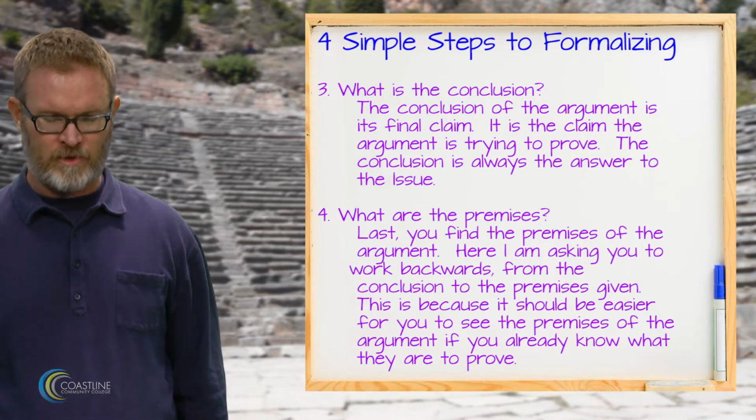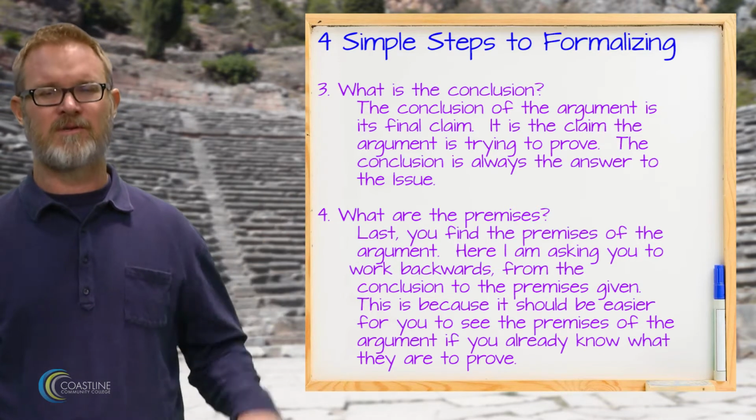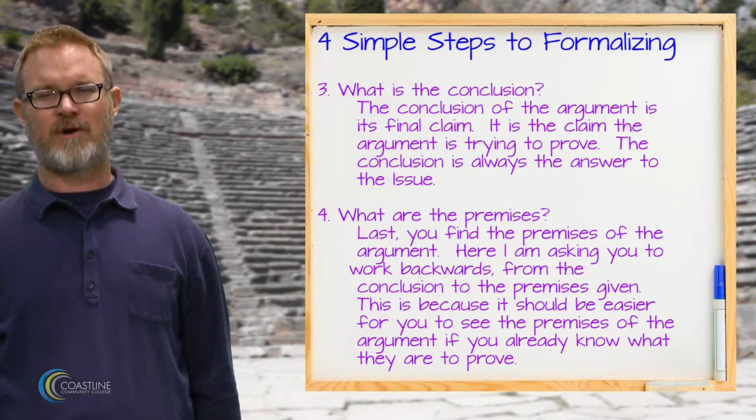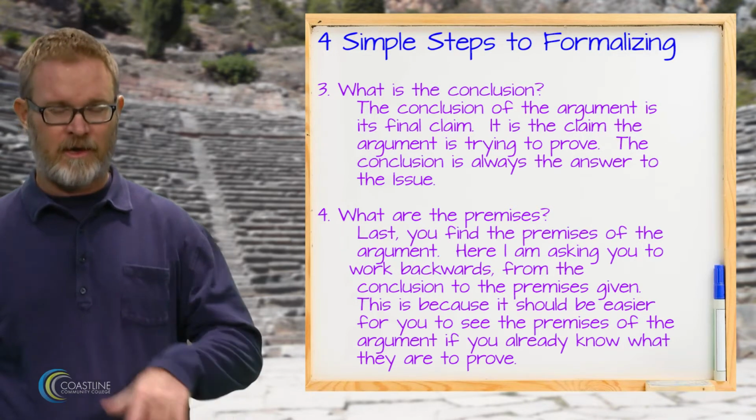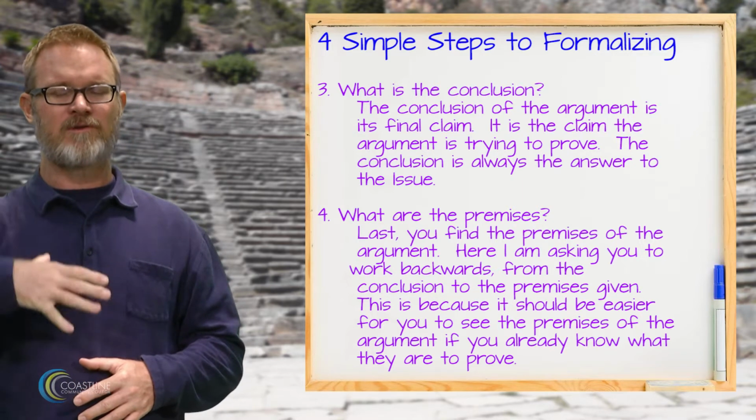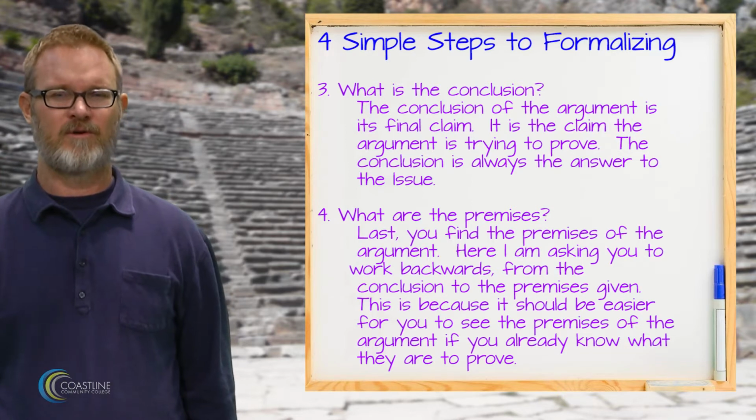Then once we've found that conclusion, we look to find the premises of the argument, which is the fourth step of our formalization process. The idea with this method is that you find the conclusion first, and then you find the reasons the author is giving to back up that conclusion. That's the order.